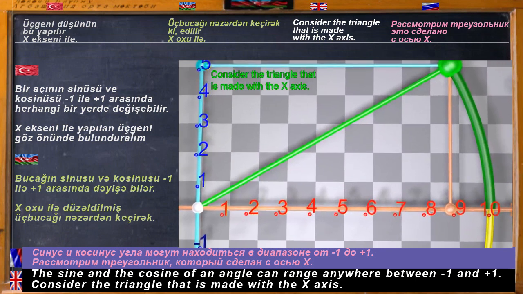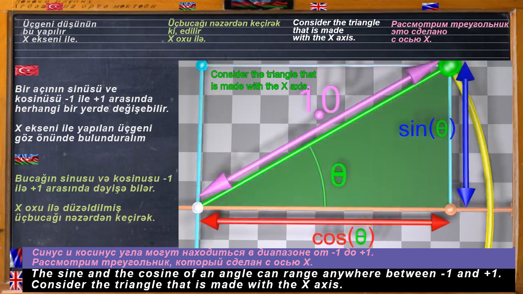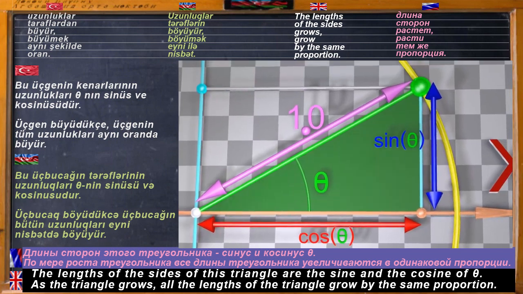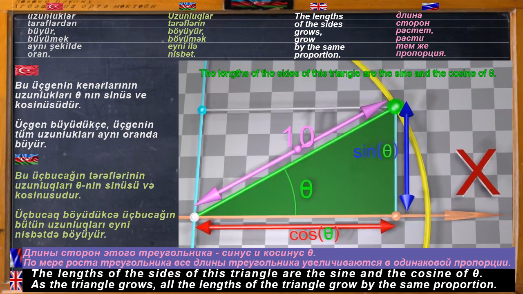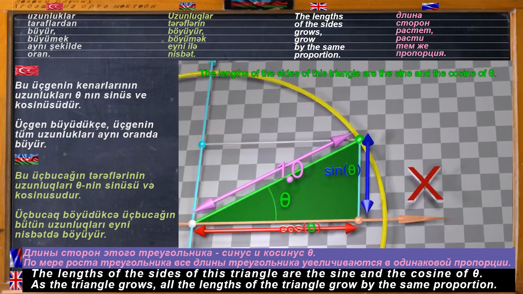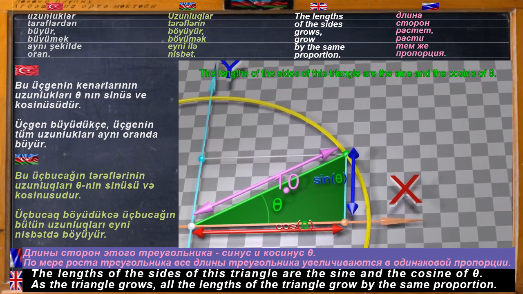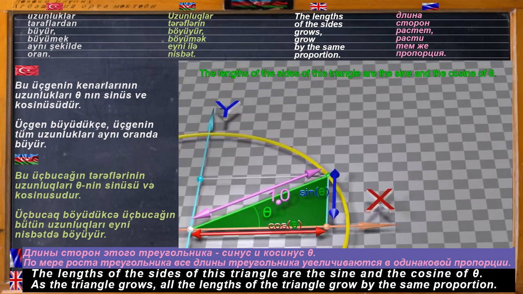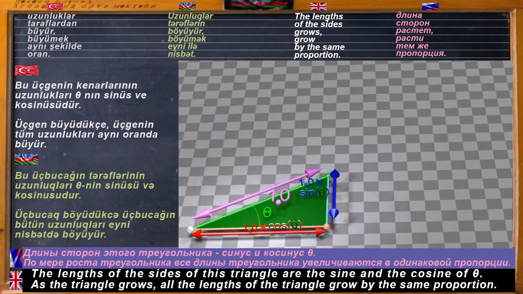Consider the triangle that is made with the x-axis. The lengths of the sides of this triangle are the sine and the cosine of theta. As the triangle grows, all the lengths of the triangle grow by the same proportion.